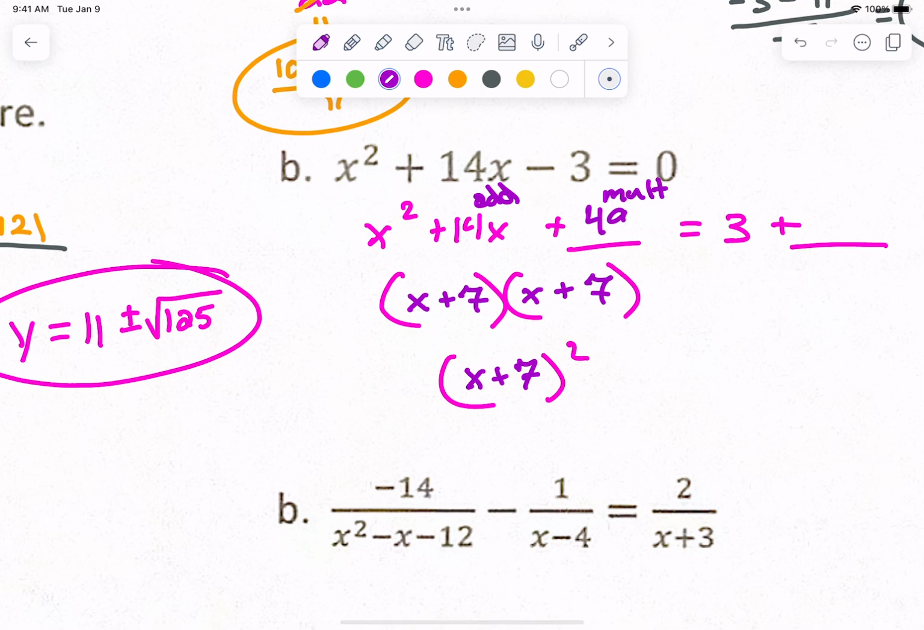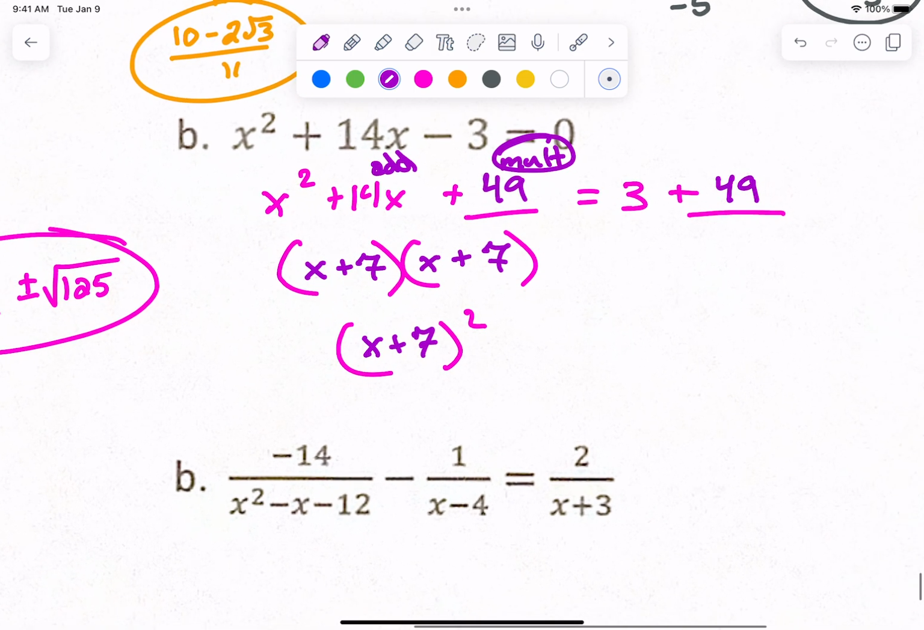49, because 7 times 7. We have to multiply to get that number. So maybe put a star there so you don't forget that step. If that was one of you, put a star by it to say multiply to get that number. So equals 3 and 49 is 52. Now let's do the square root.